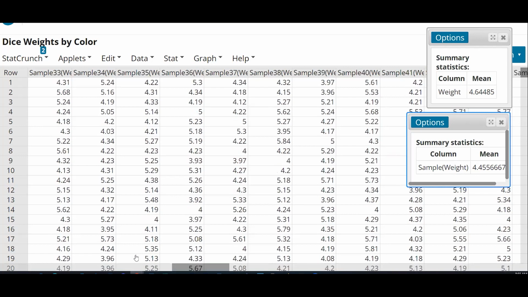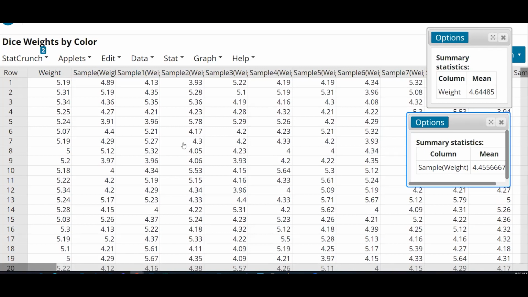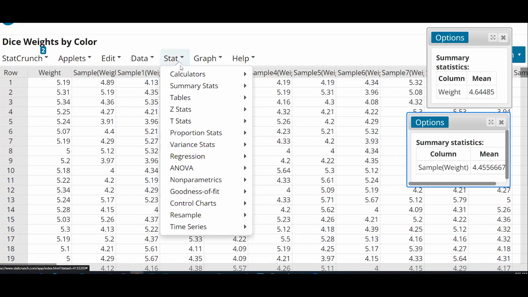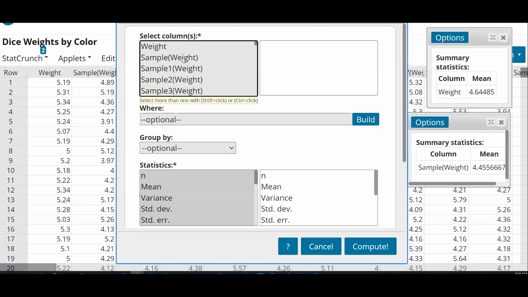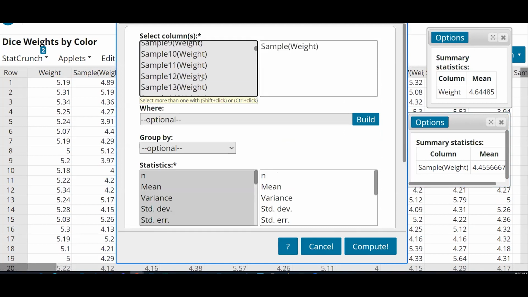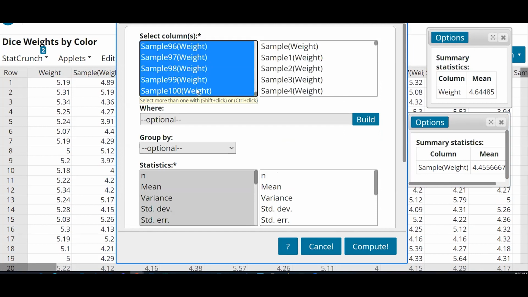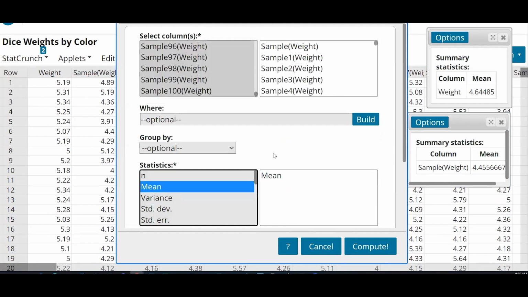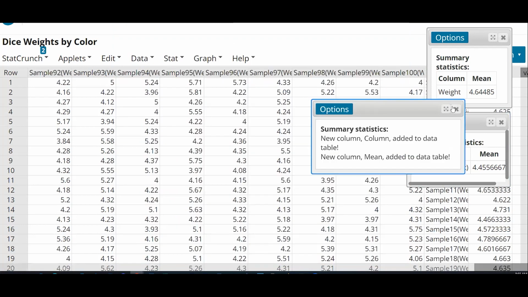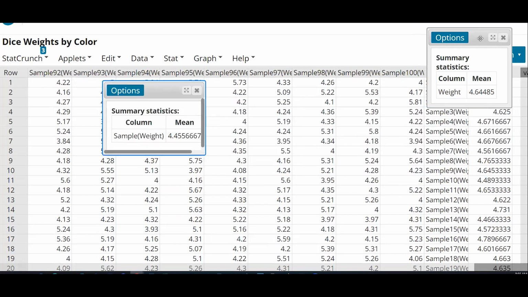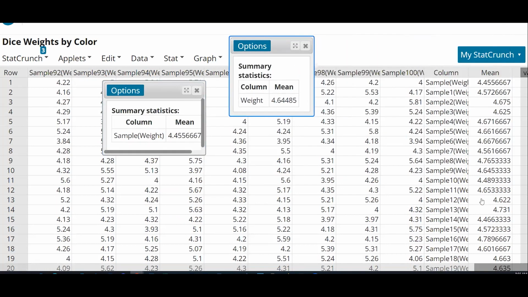So we could combine all of these sample means together. So let's go to stat, summary stats columns. And I'll include the first sample I did as well. I'm going to scroll down to the bottom. I'm going to hold down Shift. So I select all of my samples, and I'm going to choose mean. And I'm going to store this in the data table. That way I'll get a column with all the means in it. All right, so at the end of my data set, I have a column with all the sample means of all of those samples.